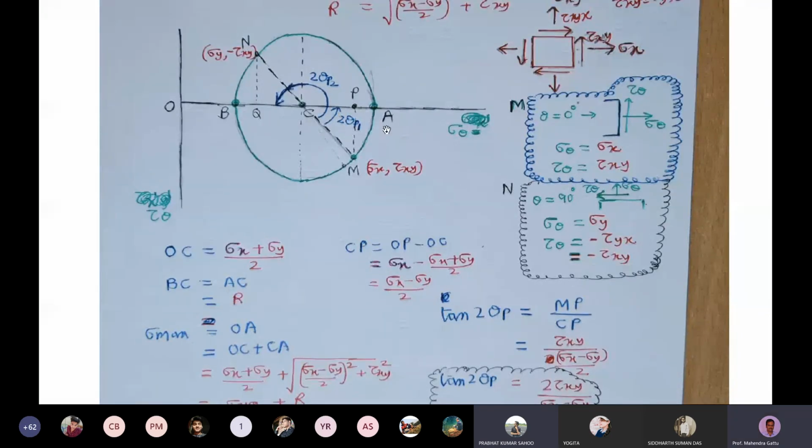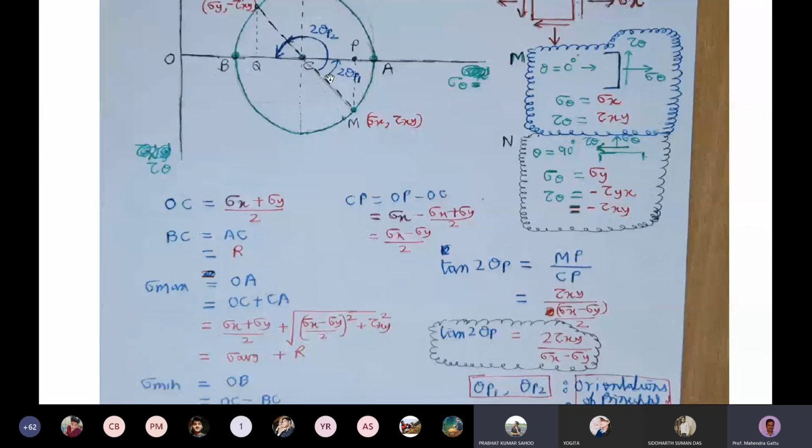Now what we will do is find two quantities, 2 theta p1 and 2 theta p2. What are these two quantities and how do we find them? Let us find this angle 2 theta p1. So tan 2 theta p1 is PM by CP.